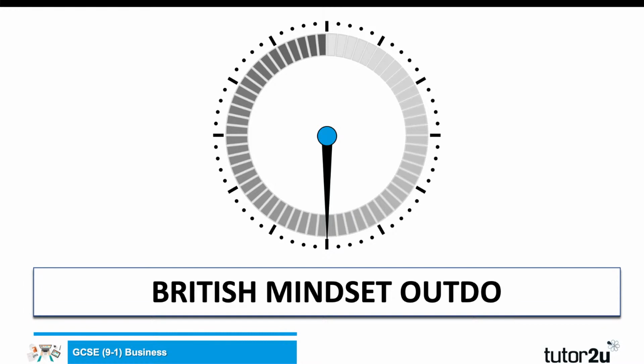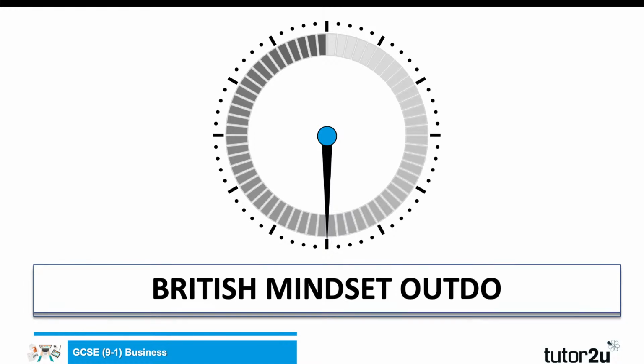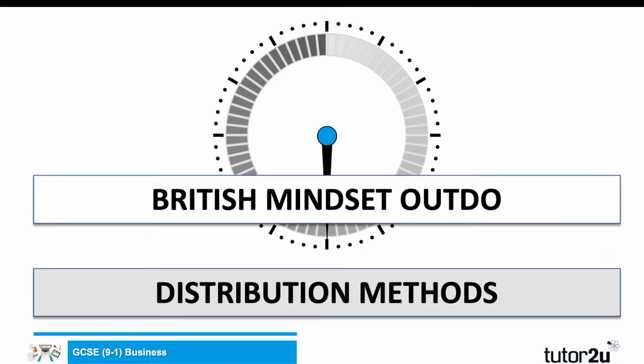Okay, I'm feeling the love for these conundrums. Some very constructive feedback in the chat window. British Mindset Outdo is an anagram of distribution methods. Distribution methods, different ways of getting the product from producer to consumer. Good news is that there won't be any anagrams in your exams or in your assessments. But it's still helpful to familiarise you with some of these business terms.